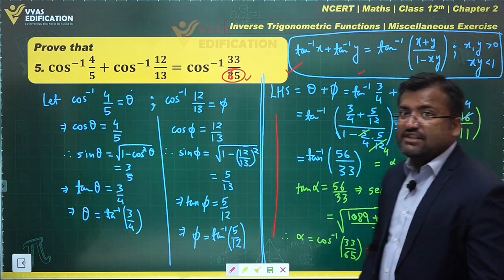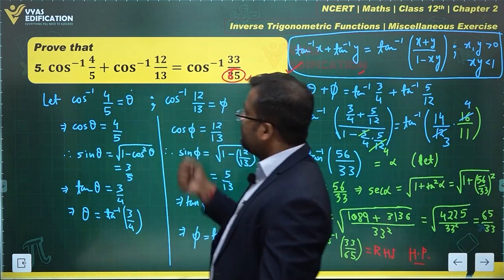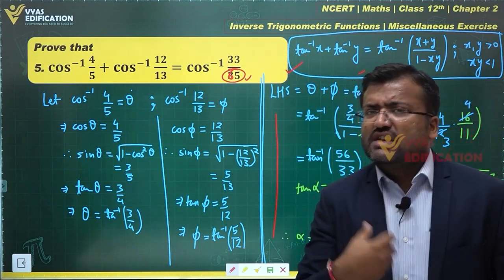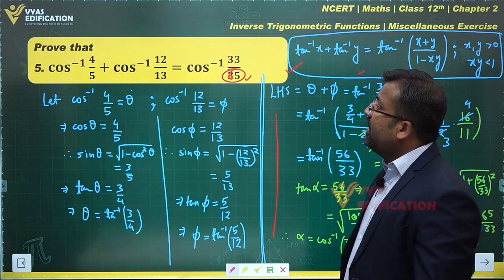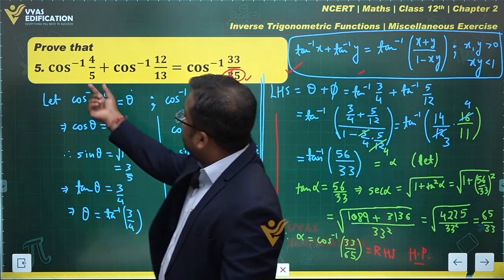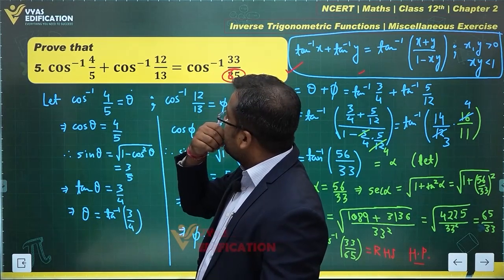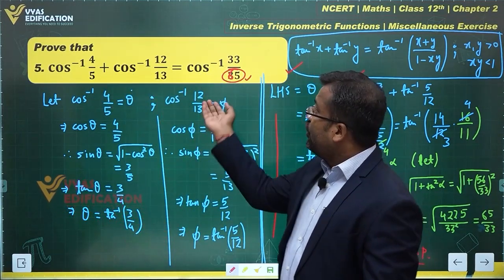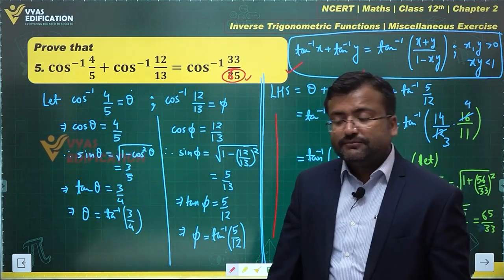But in case you have, let us say, cos inverse and cos inverse on the LHS and another cos inverse on the RHS, you can use one more idea. What is that one more idea? Let me discuss that as well. This is theta and this is phi. So you're actually looking at cos of theta plus phi. Imagine this as cos of theta plus phi. That's what you're looking at, right?